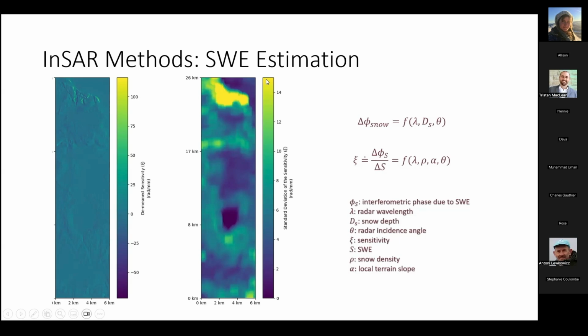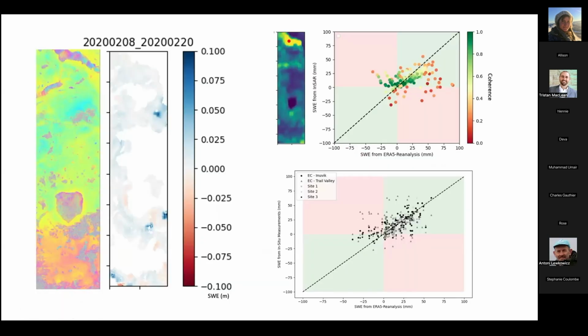And so the yellow would be areas of higher surface topography variations and would have better predictability for the SWE estimation, whereas bluer areas are more flat terrain. And so the method is not as accurate in these areas. Just an example of what this process looks like: you start with an interferogram.